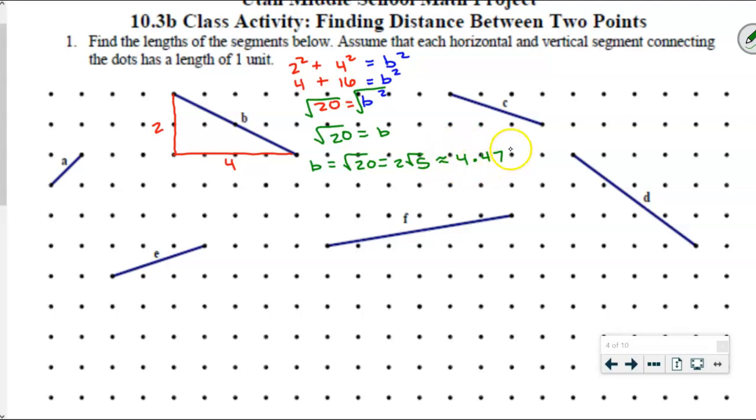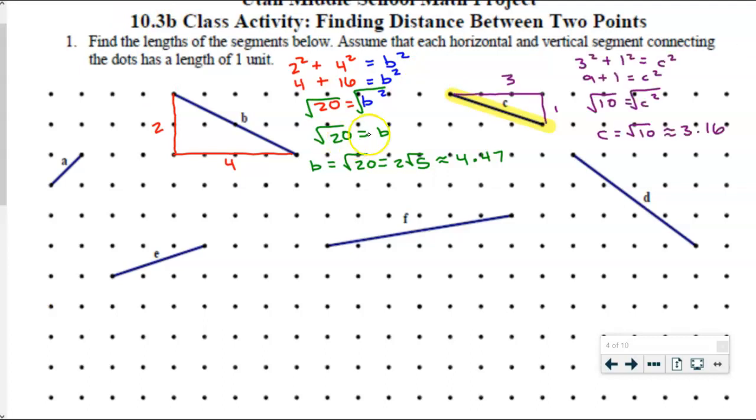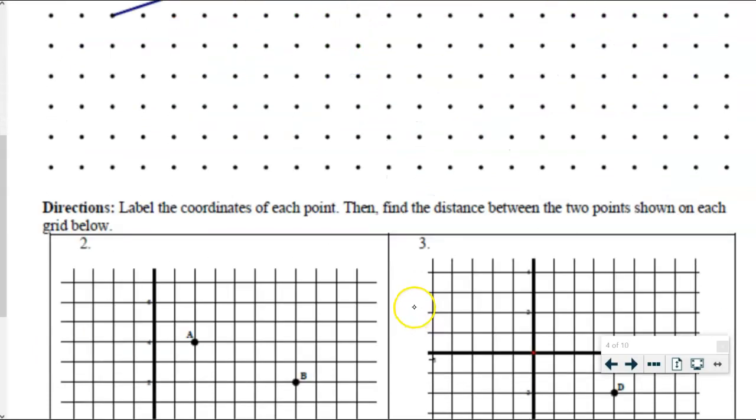All right. Will you guys take a second? Just do C. Yeah, do C. With your groups, do C. We're going to pause the recording as students work on this with their groups. All right, and there is segment C. C is equal to the square root of 10, which is about 3.16 units. Okay, so let's move on to these ones.